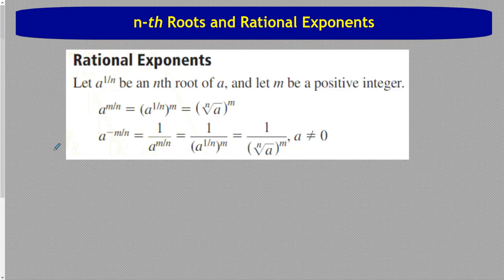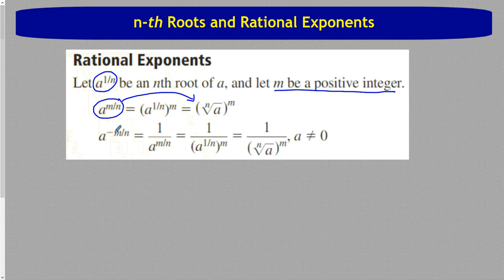Okay, this looks like a lot, and it's a lot more confusing looking than it actually is. So just bear with me for a second. Let a to the 1 over n be an nth root of a, and let m be a positive integer. Okay, so if I have a to the m over n, we're just showing that this can be rewritten as the nth root of a, and raise that whole thing to the mth power.